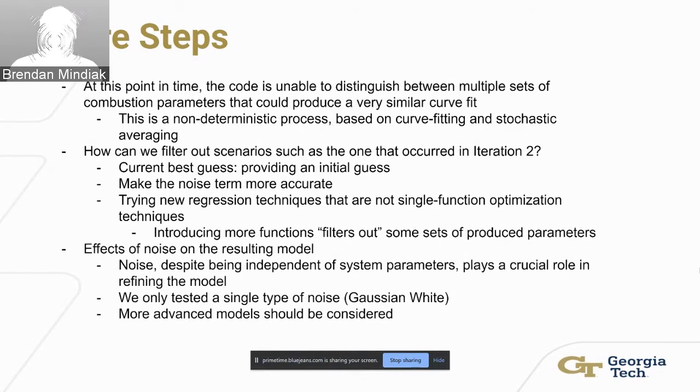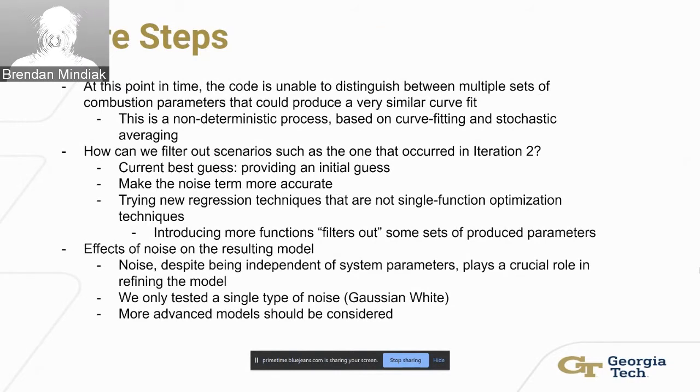In order to filter out these sets of combustion parameters that produce this identical functional form, our current best guess and most simple guess is to provide an initial guess for what one or multiple of these parameters might be. That way we can base where we're looking off of that initial guess. We can also try to increase the fidelity of the noise term, but that's a very difficult process and could be a project in and of itself.